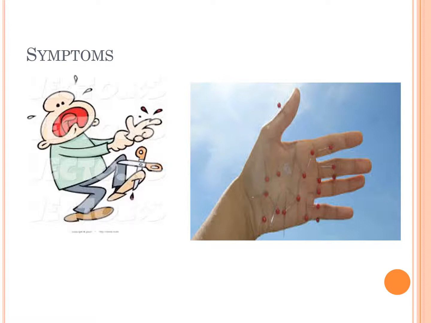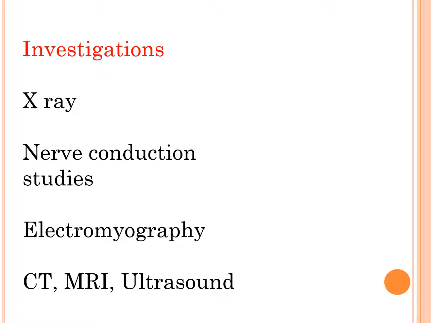Some symptoms include pain, numbness, tingling sensation, pins-and-needles-like sensation, and also loss of sensation over the affected areas. The investigations for a nerve lesion include X-ray to rule out any fractures or even dislocations, nerve conduction studies and electromyography to check the electrical activity and the speed of conduction of the nerves, CT scan, MRI and ultrasound to help rule out all other causes which may cause a lesion.